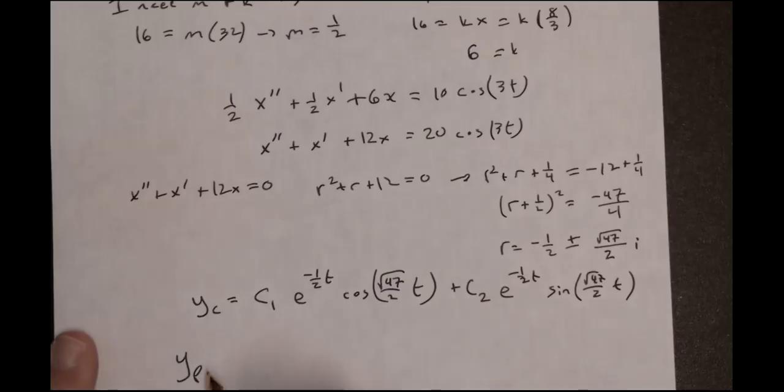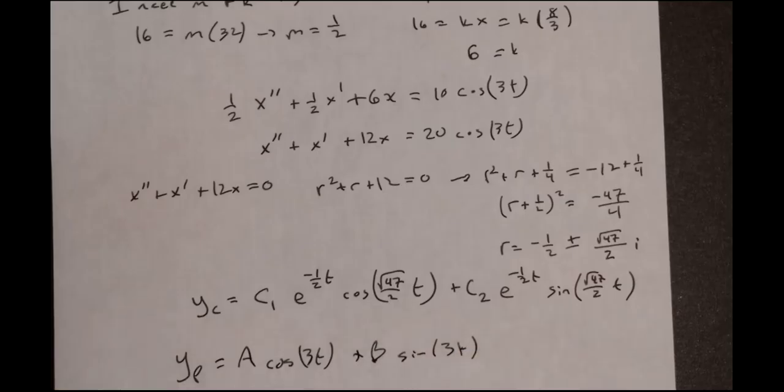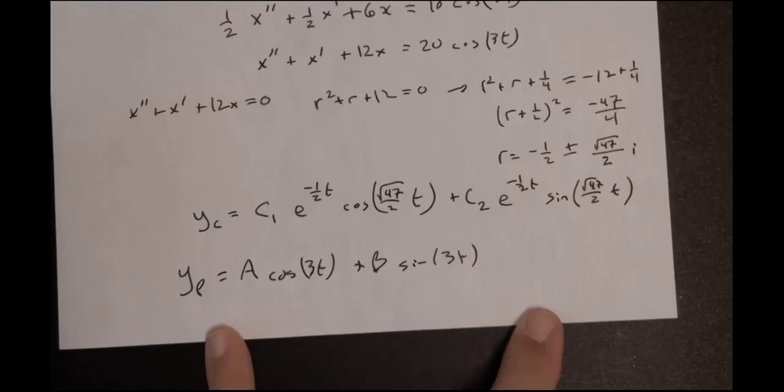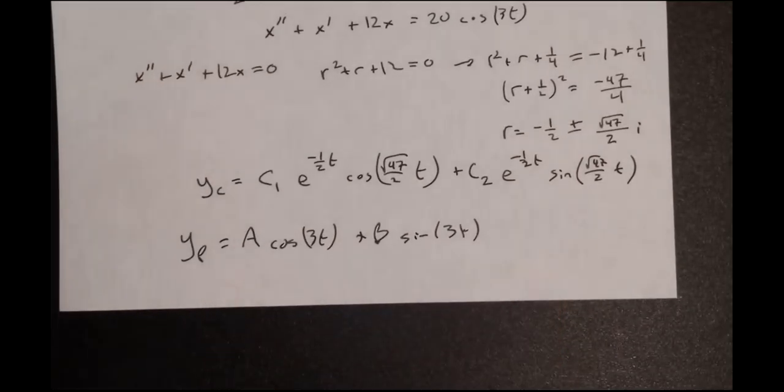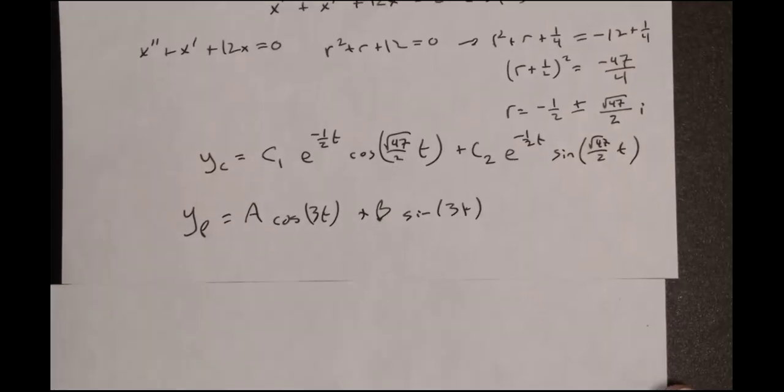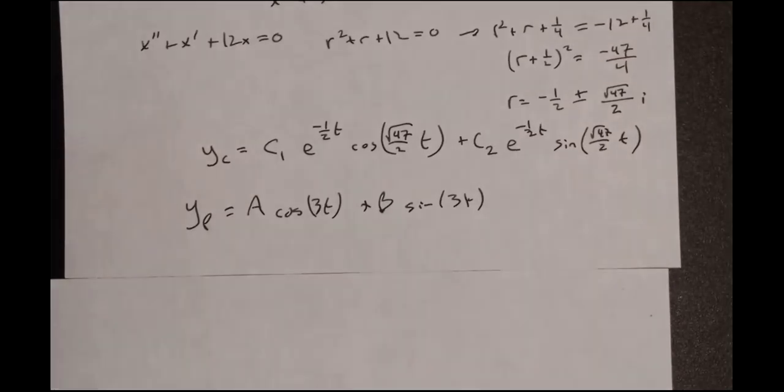So I'm going to say we're going to use A cosine 3t and B sine 3t. And then I'll take the derivatives, first and seconds. Oh boy. And then I'll plug them back in, right? I didn't say anything about this problem being short. But we can do it. What's the first derivative? Yp prime.